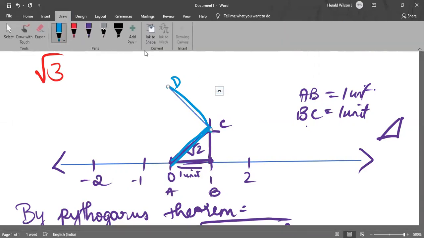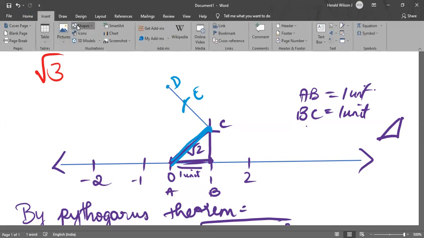Okay, so now we've got a straight line DC. So this is nothing but 90 degrees. Now using your compass, cut 1 unit, measure 1 unit and cut an arc here. This is point E. Now join E to A, of course, again using your scale.